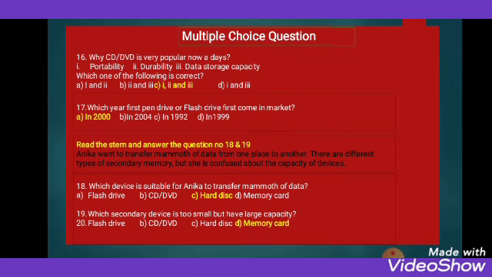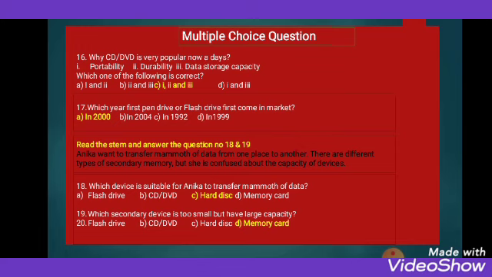See here students, I am giving a STEM based question also. So come to the question, because this type of situation based question will come here. Read the STEM and answer questions 18 and 19. Anika wants to transfer a mammoth amount of data from one place to another. There are different types of secondary memory, but she is confused about the capacity of devices.